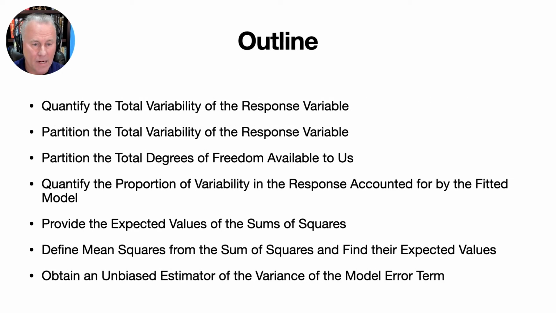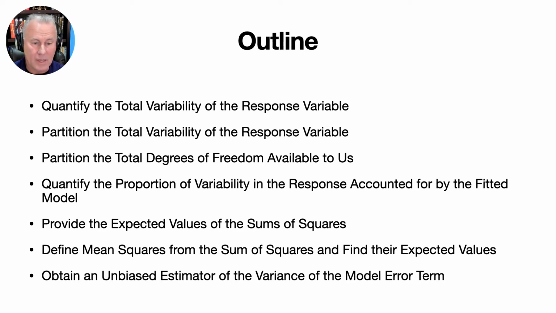So here's an outline of what we'll be looking at in this lecture. First, we'll quantify what we mean by the total variability in the response variable. Once we've done that, we'll partition that total variability. And in conjunction with that, we'll do a few more things. First, we'll partition the total degrees of freedom that are available to us. We'll also quantify the proportion of variability in the response that is accounted for by the fitted model.